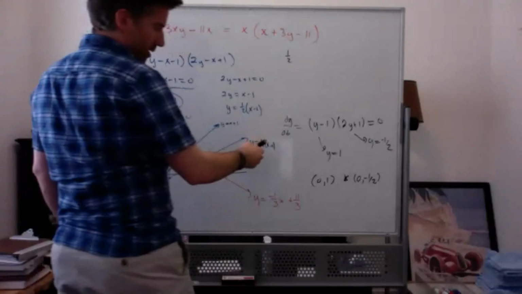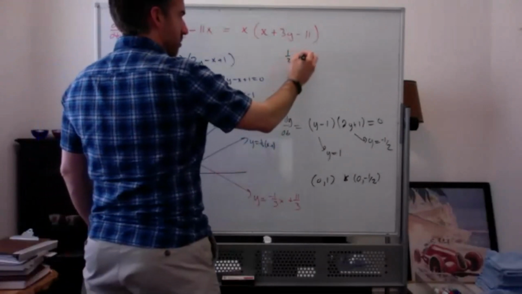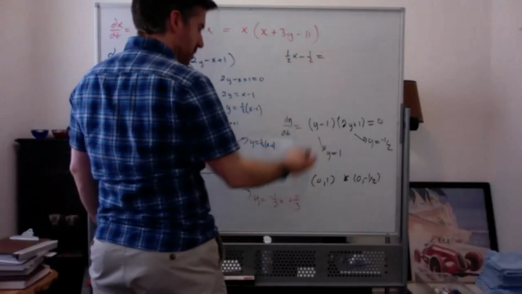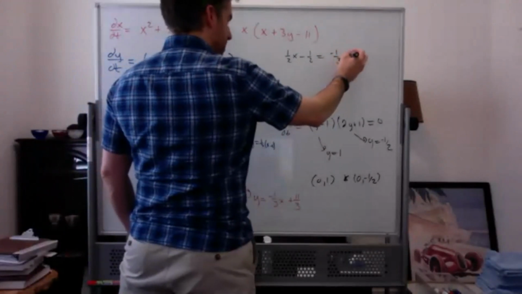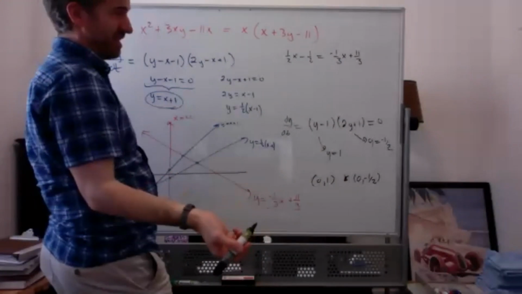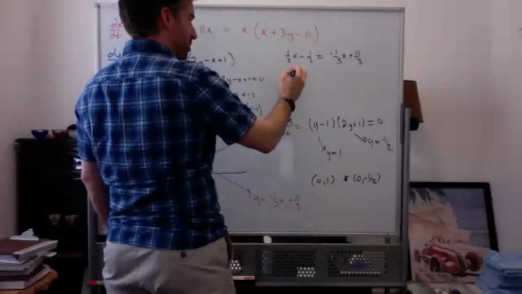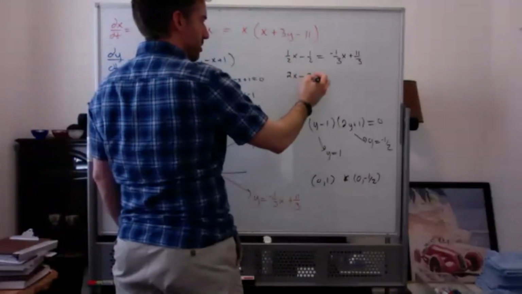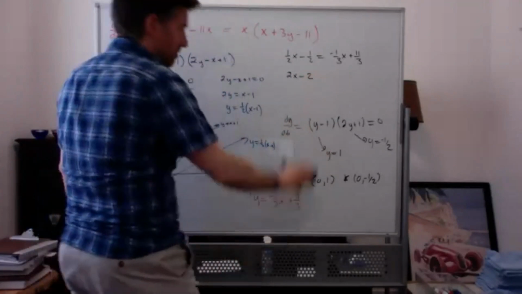So 1/2 times x minus 1/2 equals negative 1/3 x plus 11/3. Let's not deal with the fractions. Let's multiply everything by 6. So I've got 2x minus 6. Let's try that again.